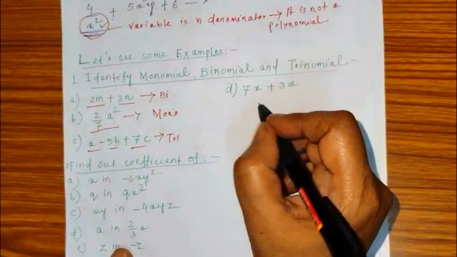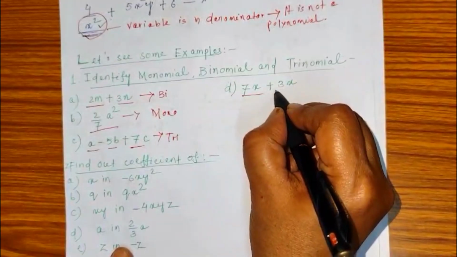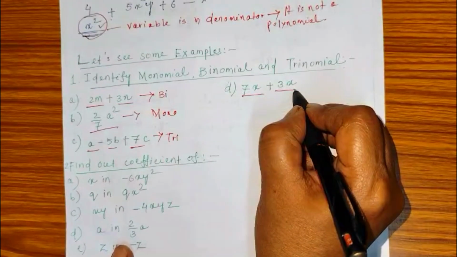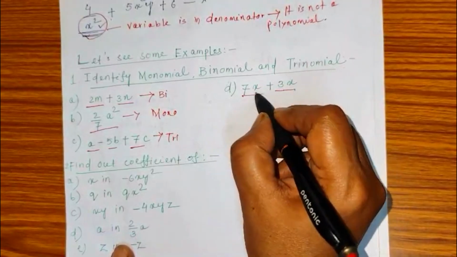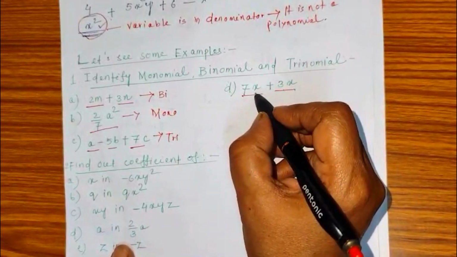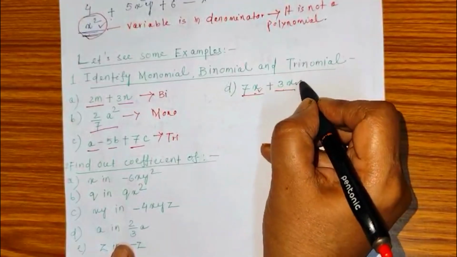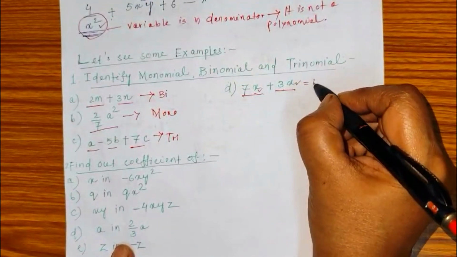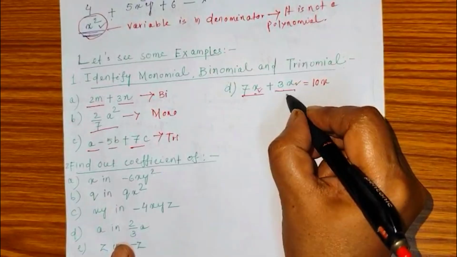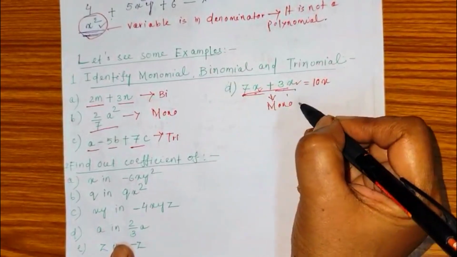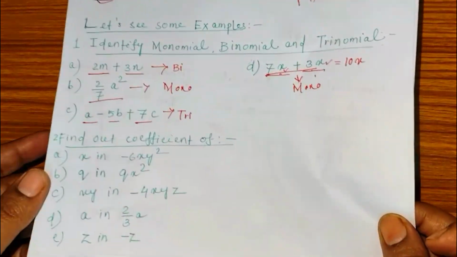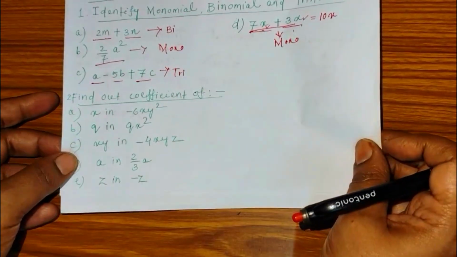And here in this case 7x plus 3x. Though there are two terms, already I said you can add these two as the variables are same. Here also x, here also x. If you can add this, it will be 10x. So this is a monomial. Understood? Let's see the second example.